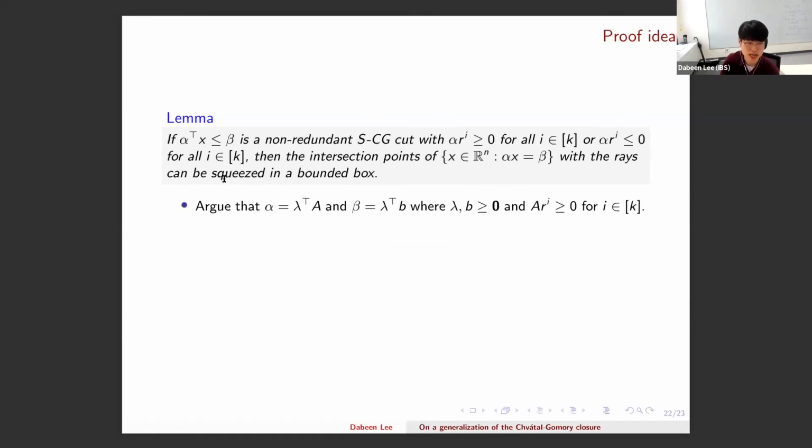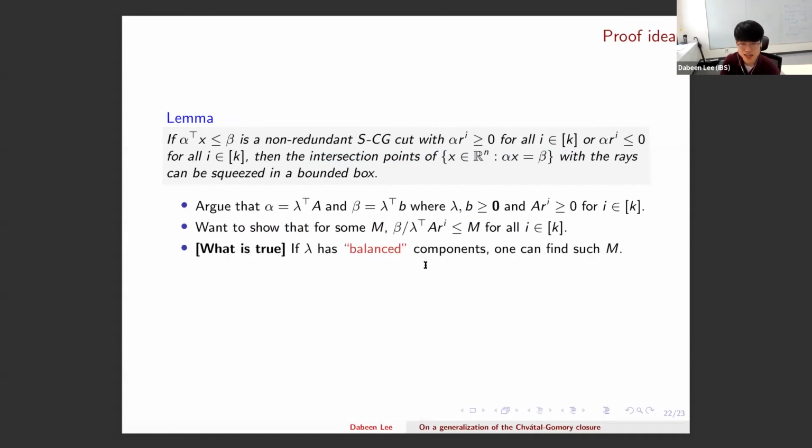you can argue that alpha and beta can be obtained from a non-negative multiplier, and this guarantees that the intersection points are small. So you want to show that the ratio is smaller. Okay. What we can show is that if the components of this multiplier are balanced somehow, then we can find such a small m.